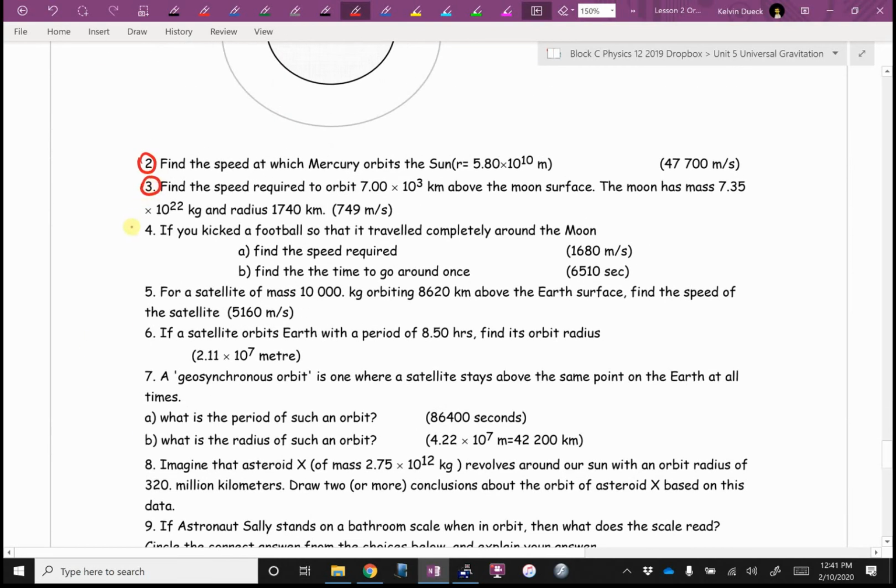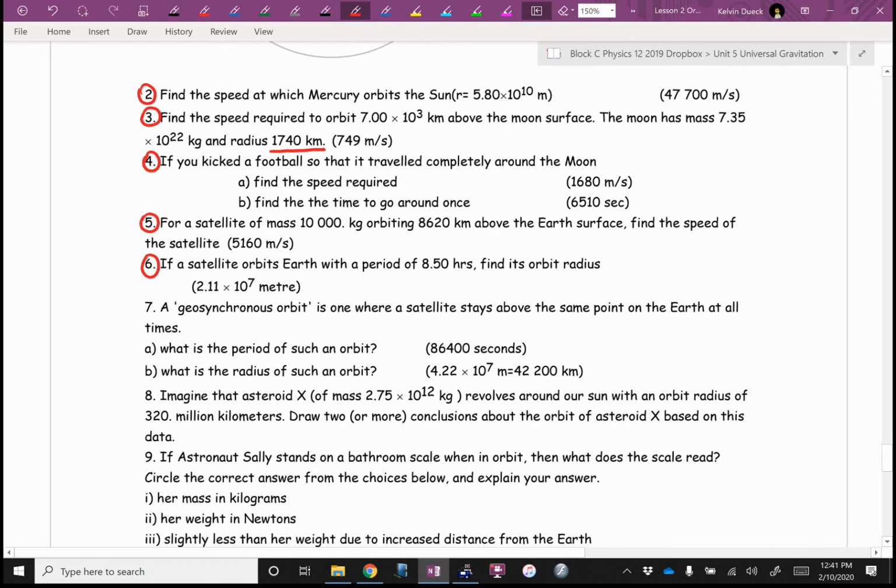3 is good. We're above the moon. Please notice I gave you the radius in kilometers. You'll have to make that meters, or I think it's on your formula sheet, as a matter of fact. 4 is good. 5 is good. 6 is good.